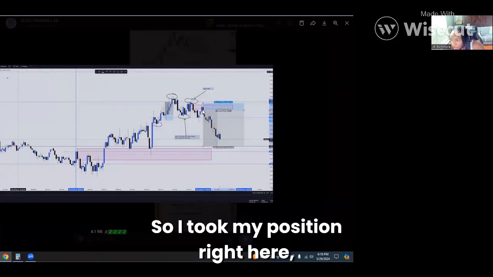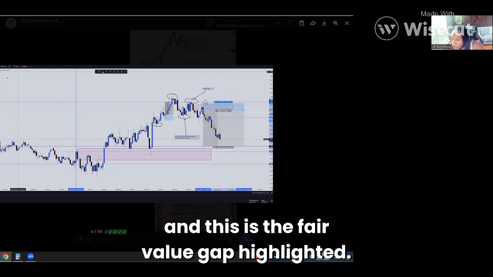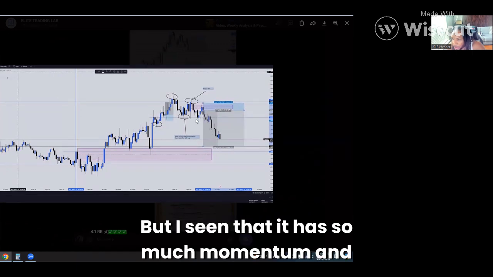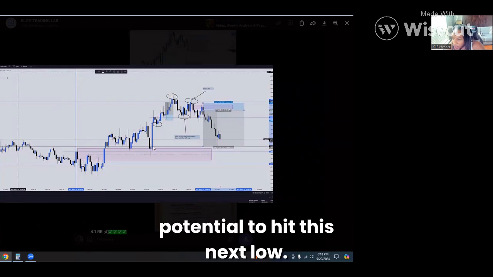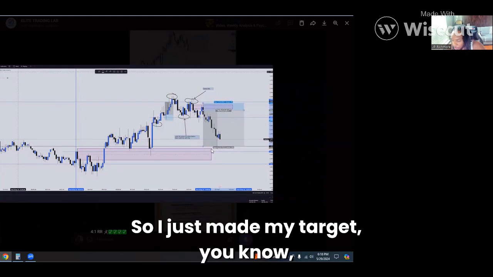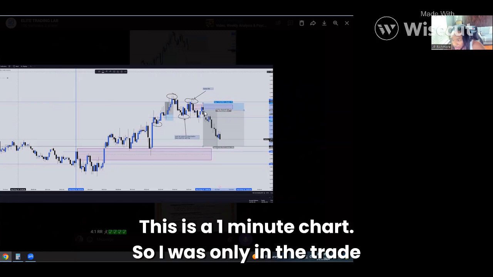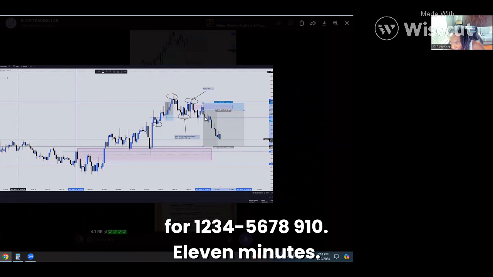So I took my position right here, and this is the fair value gap highlighted, and then I just traded it 2 to 1, but I saw that it has so much momentum and potential to hit this next low. So I just made my target right there, and price basically just melted. This is a 1 minute chart. So I was only in the trade for 11 minutes.